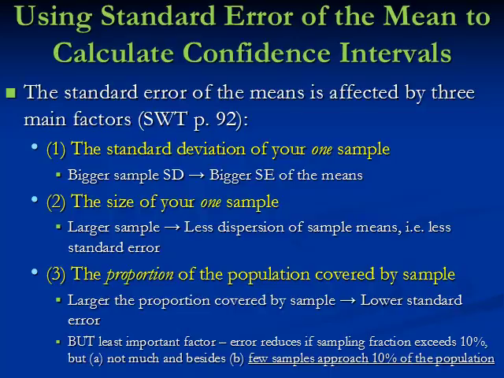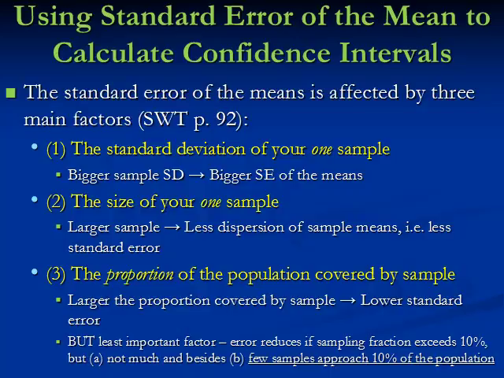So Statistics Without Tears has a very good explanation of the factors that can affect this important calculation of standard error of the mean. And this is from page 92. So the standard error of the mean is going to be affected by three main factors that the book points out. Number one, the standard deviation of your one sample. Number two, the size of your one sample. And number three, the proportion of the population covered by your sample.